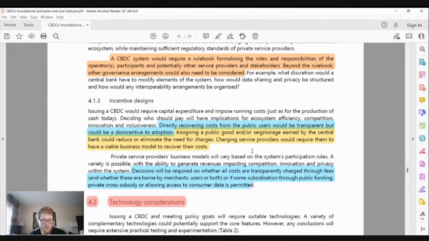Anyways, incentive structures. So directly recovering costs from the public users would be transparent, but could be a disincentive to adoption, right? Because you don't want to charge people to adopt something. You have to get people to actually use this thing to begin with. So just because you make it doesn't mean people will come to use it. So that's one thing to keep in mind. Assigning a public good or seigniorage earned by the central bank could reduce or eliminate the need for charges. Charging service providers would require them to have a viable business model to recover their costs.